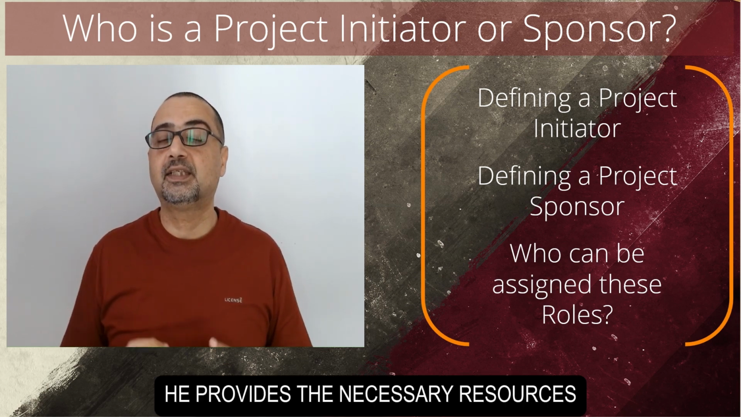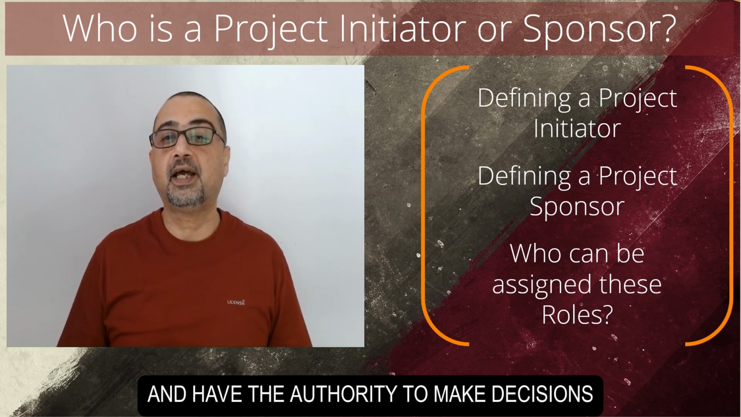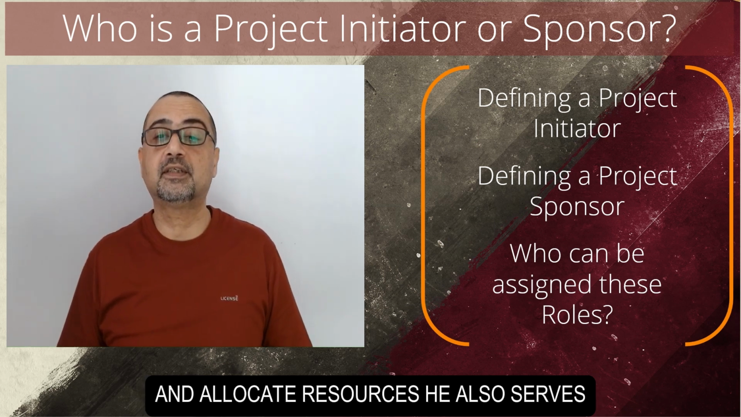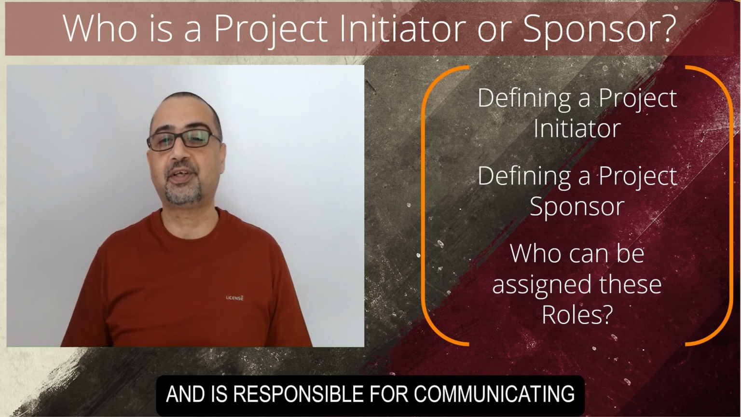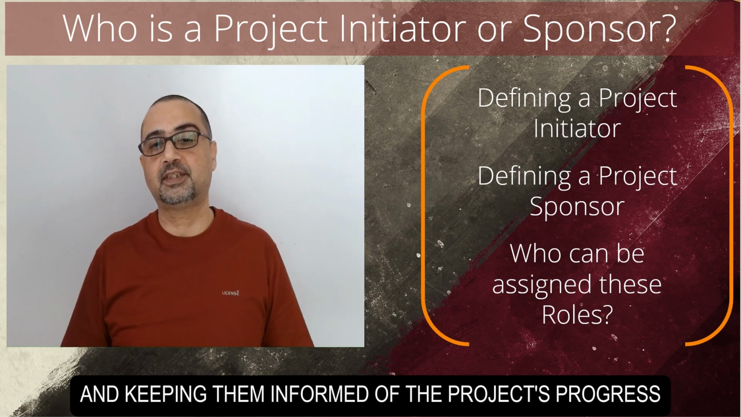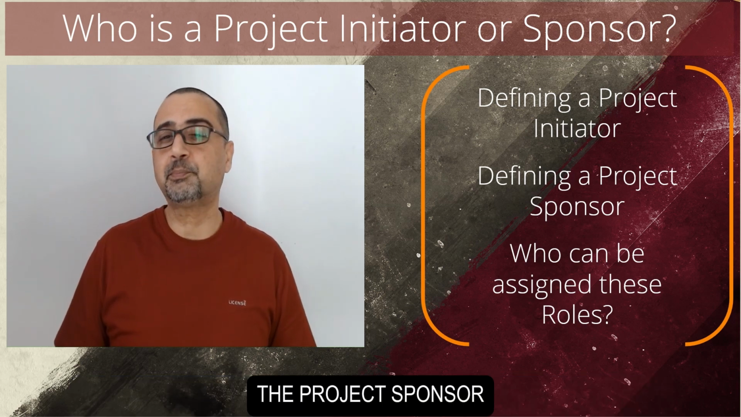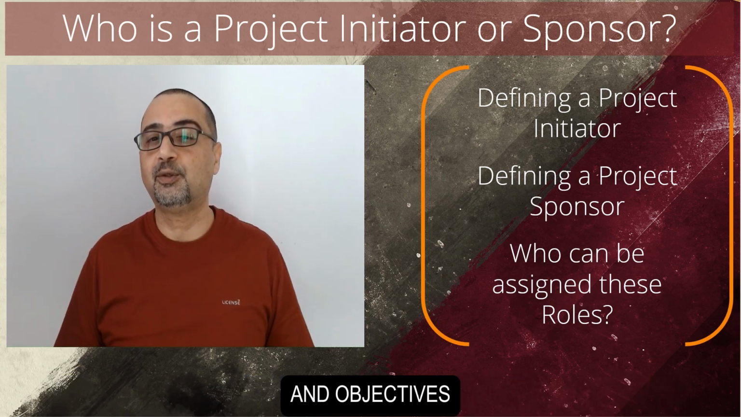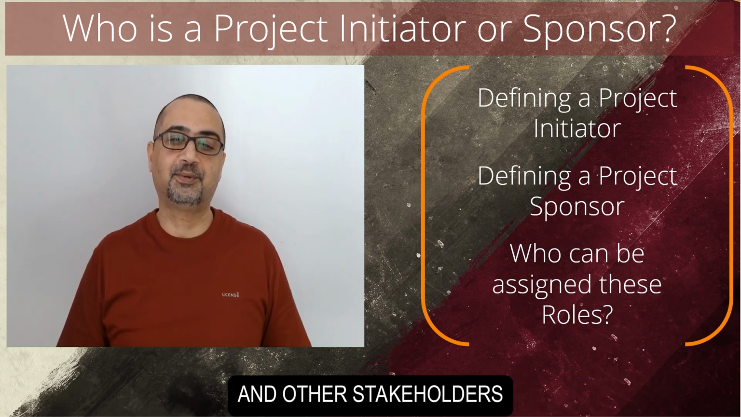He provides the necessary resources, such as funding and personnel, and has the authority to make decisions and allocate resources. He also serves as a point of contact for the project team and is responsible for communicating with the other stakeholders and keeping them informed of the project's progress. In order to be effective, the project sponsor must have a clear understanding of the project's goals and objectives and be able to communicate these to the project team and other stakeholders.